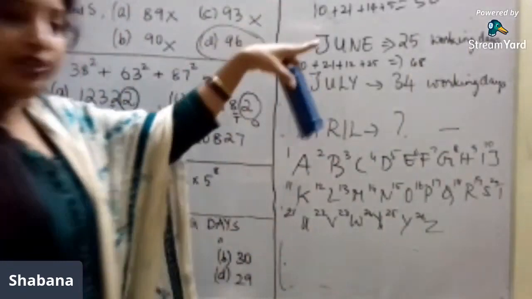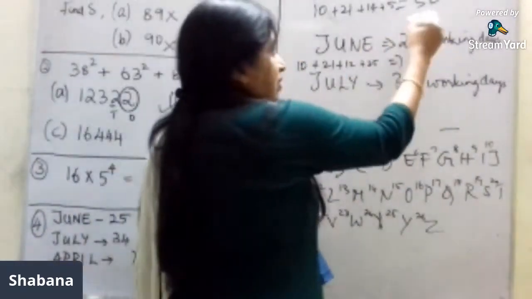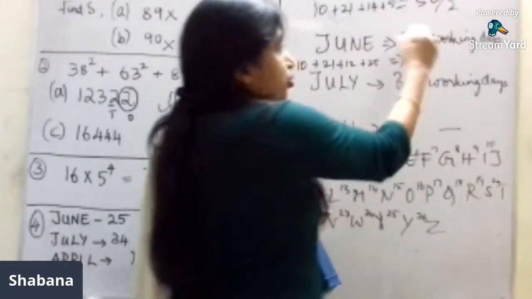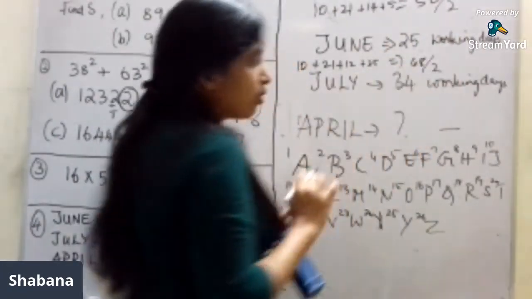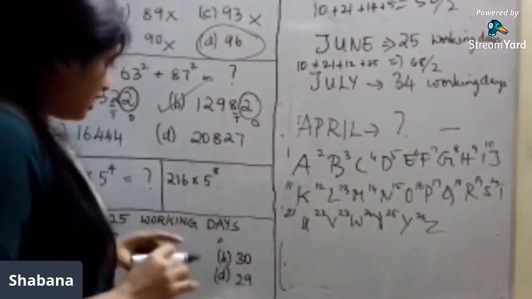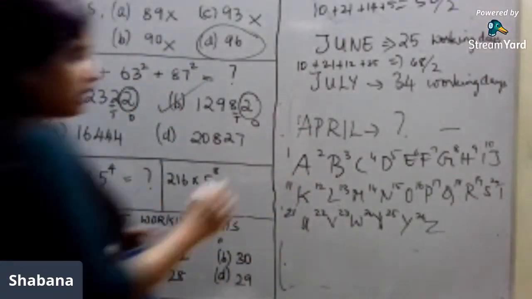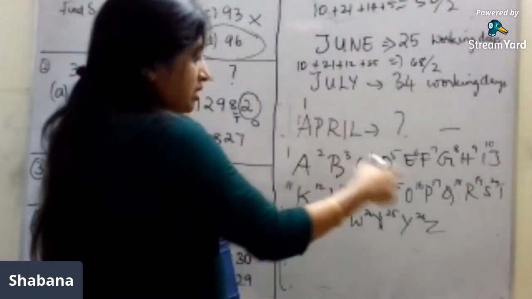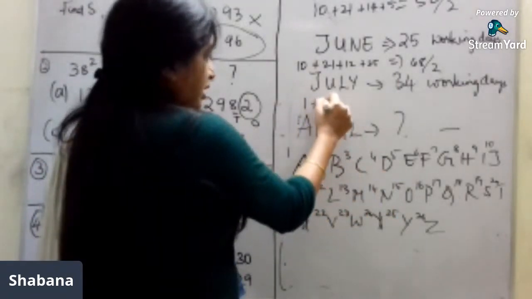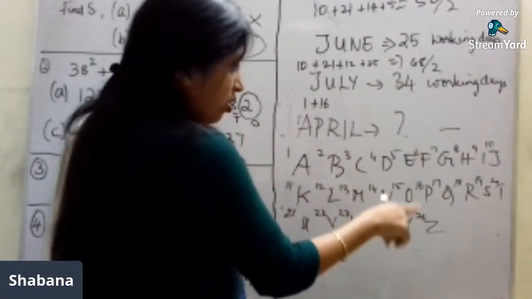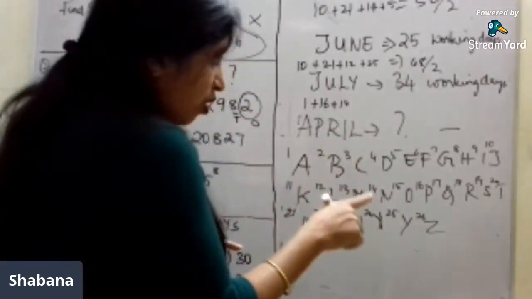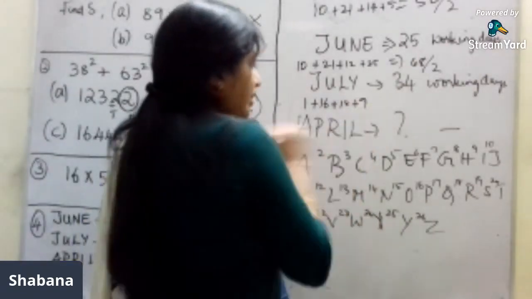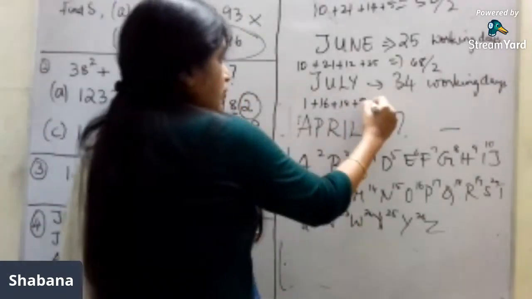So 50 is related to 25 in such a way that you divide by 2, you get 25. Similarly, 68, you divide by 2, you get 34. So let's work out in that way and see. April: A stands for 1, P stands for 16, R stands for 18, then I stands for 9, then L stands for 12.